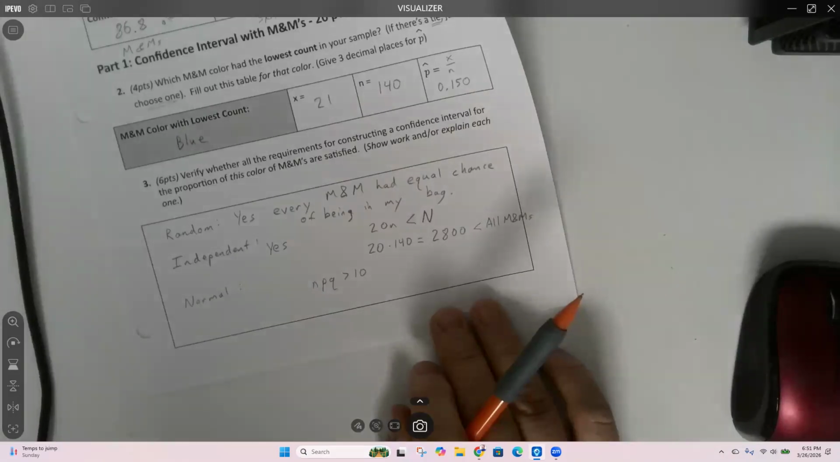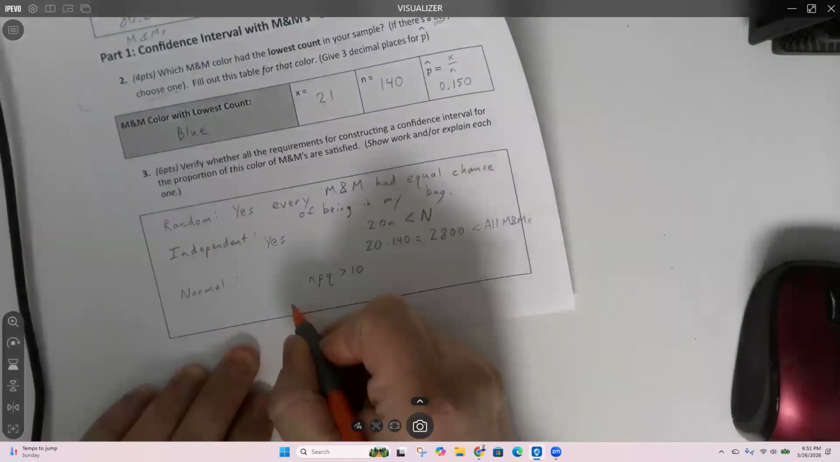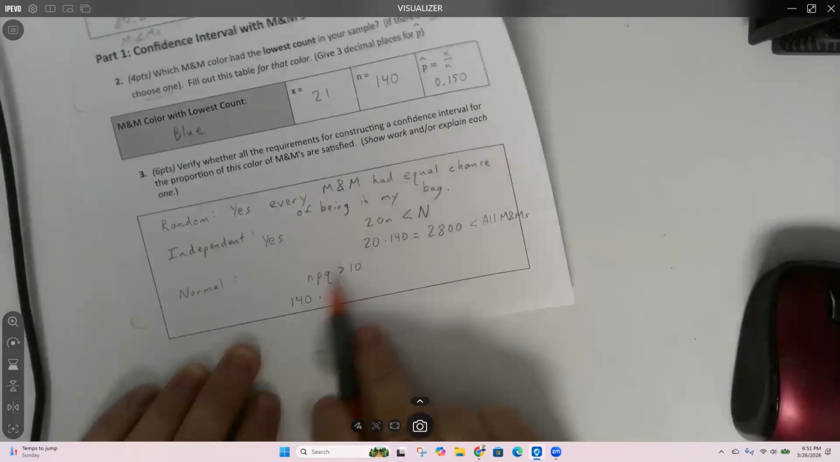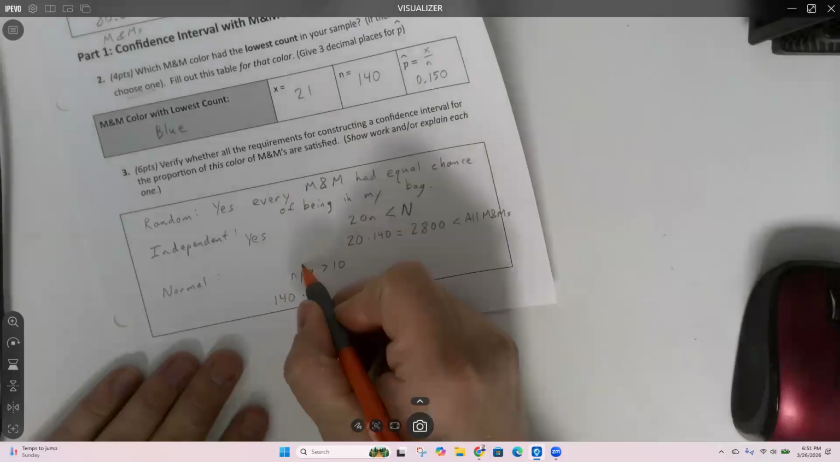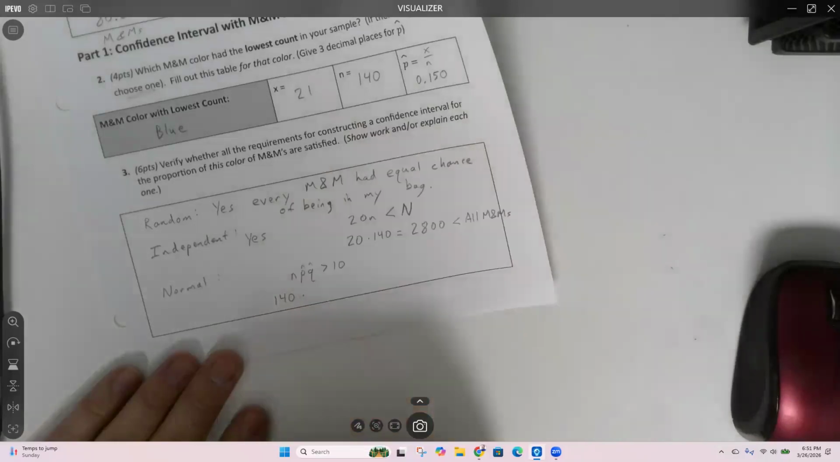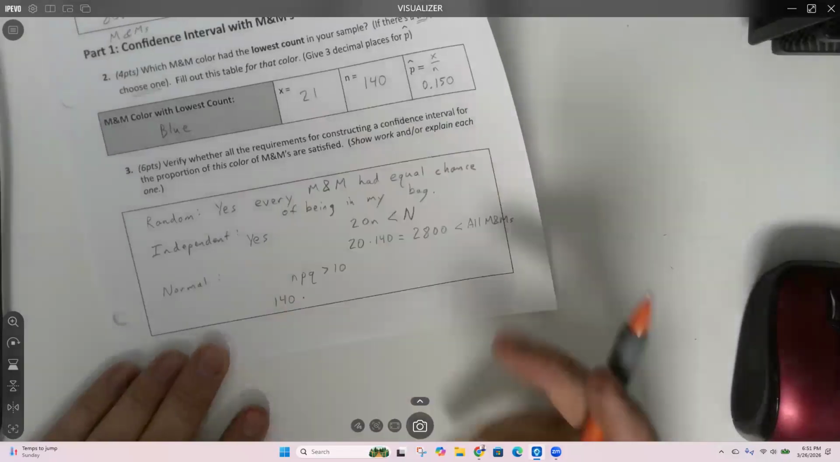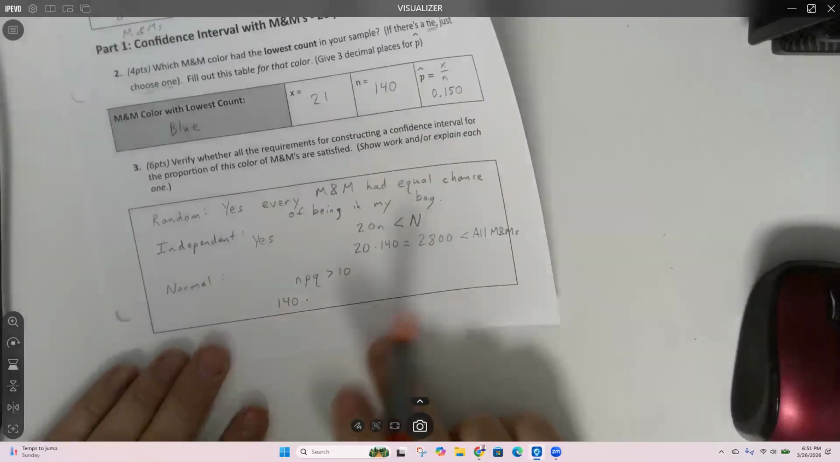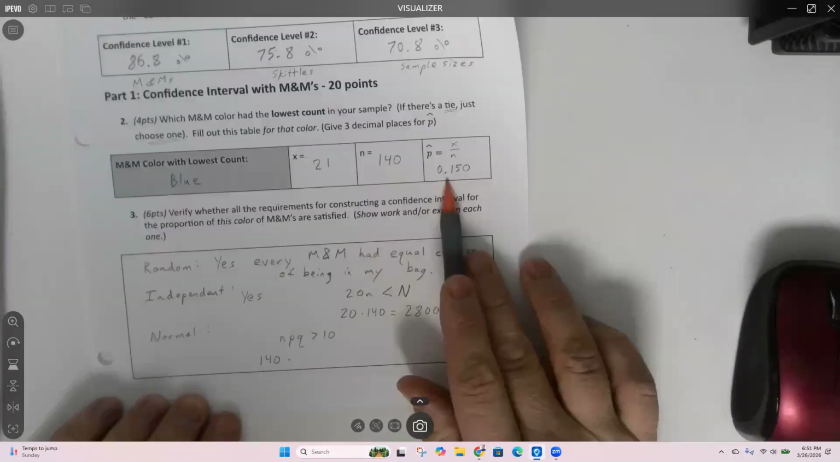For proportions, because I'm asking what percent of M&Ms are blue, I need to check n times p times q has to be greater than 10. So my n is 140. My p, now I wrote p here, but we don't know p actually. Technically I should have written p hat and q hat. It doesn't matter. You're never going to have both p and p hat. So in this case I meant p hat. It's 0.15.